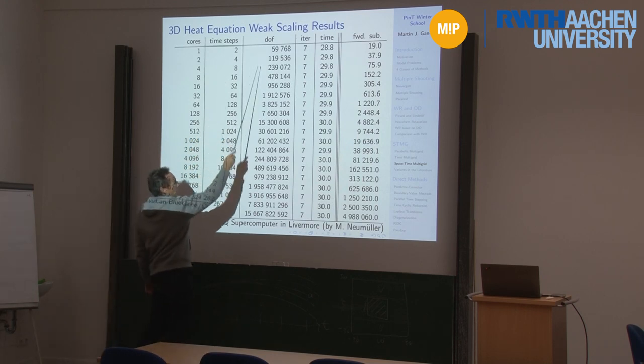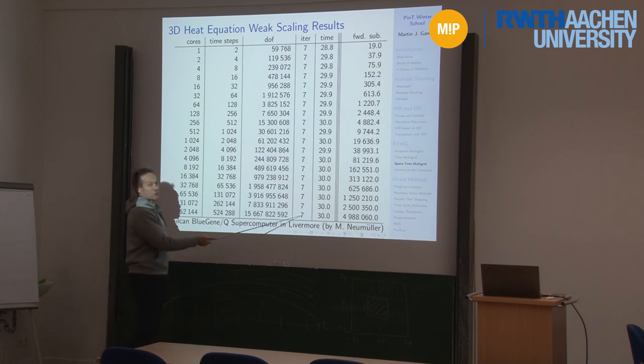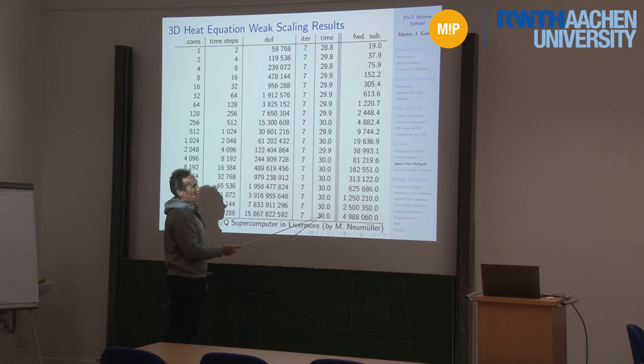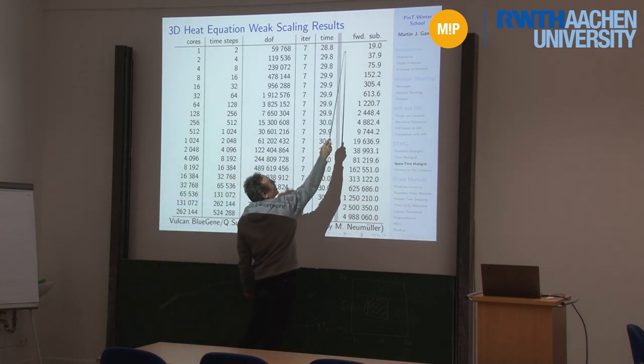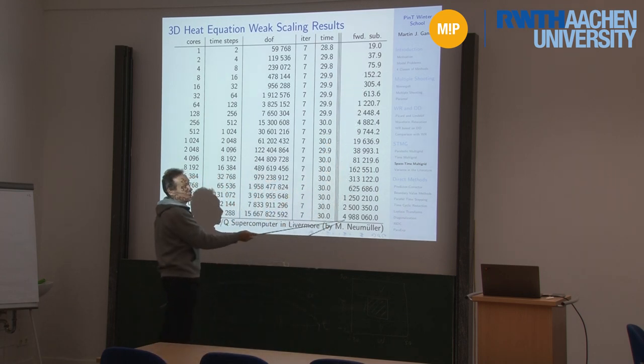The number of degrees of freedom goes up to 15 billion. The number of iterations of this method is 7, no matter how many unknowns you have, it's just 7. And the solution time is just 30 seconds, no matter how big this problem is. The scaling is just outstanding. If you look at forward substitution, there's no chance. There is no chance. That's the time for forward substitution for this problem.